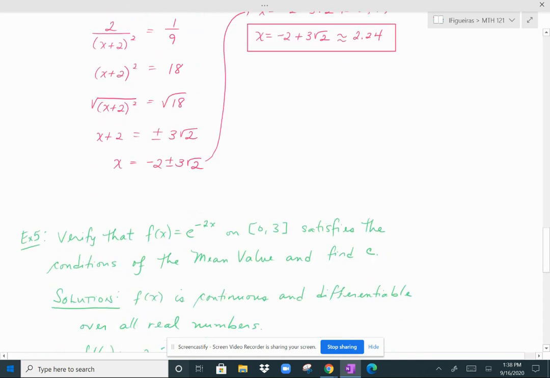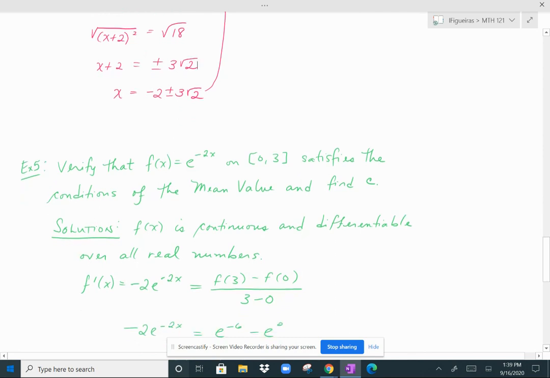Okay, here's another. We want to verify that f of x equal to e to the negative 2x on the interval from 0 to 3 satisfies the conditions of the mean value theorem, and then we'll find c.